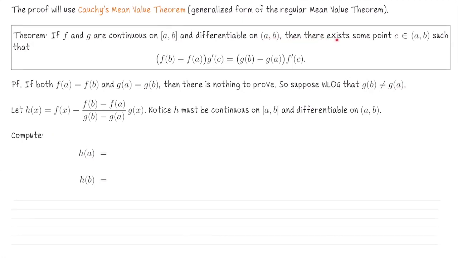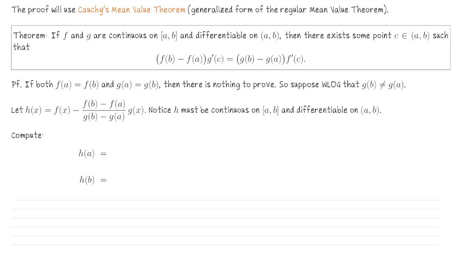then there exists some point c between a and b so that f of b minus f of a times g prime of c equals g of b minus g of a times f prime of c.